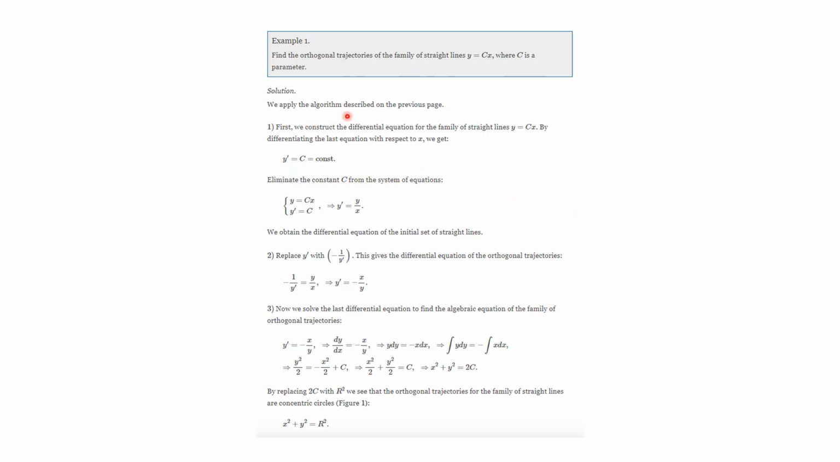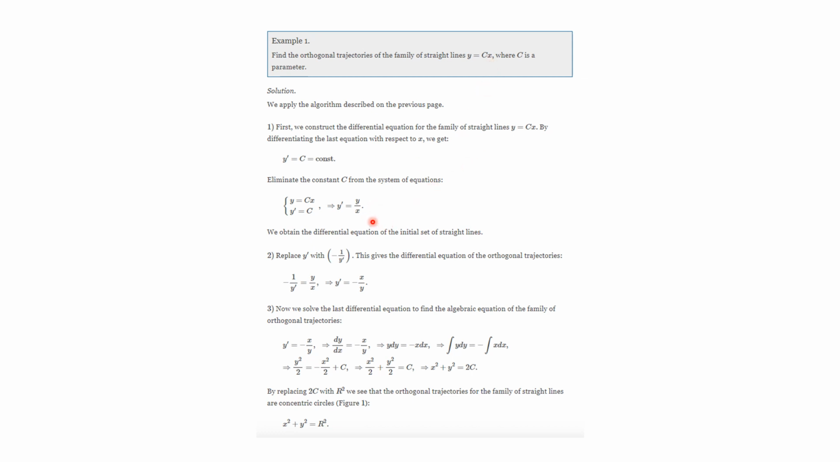Okay, so we're going to apply the process that we talked about. We're going to take the derivative, and the derivative of this equation is just y prime equals c. And so now what we have is y equals cx and y prime equals c, so we can eliminate the c. We can just say that c is equal to y over x, solving the first one, and then this becomes y prime equals y over x. So that's the differential equation associated with our family of curves.